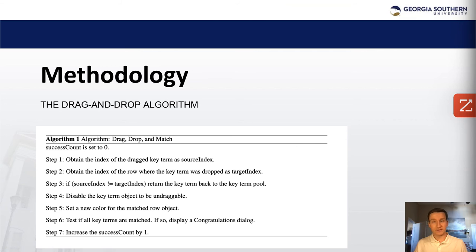The crux of the algorithm is the conditional comparison of the source index being equal to the target index. In step 1, we obtain the index of the dragged key term as a source index. In step 2, we obtain the index of the row where the key term was dropped as a target index. If the source index is not equal to the target index, we return the key term back to the key term pool. Then, in step 4, we disable the key term object to be undraggable. In step 5, we set a new color for the matched row object. In step 6, we test if all key terms are matched. If so, we display a congratulations dialog. In step 7, we increase the success count by 1.